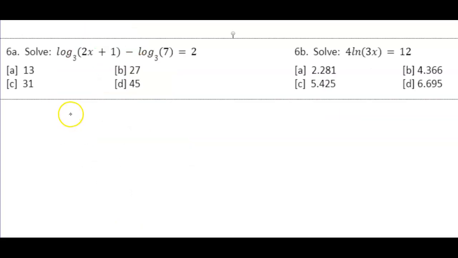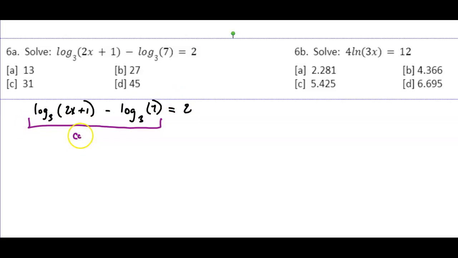Alright, solving log equations. Remember, if you're solving a log equation, unless we can use that special property where you disregard the logs, you're always going to have to convert to an exponential. So let's take a look at 6a. I'm going to rewrite it here just so we can have a clean slate. Log base 3 of 2x plus 1 minus log base 3 of 7 equals 2. Remember, you cannot have more than one log on a side.